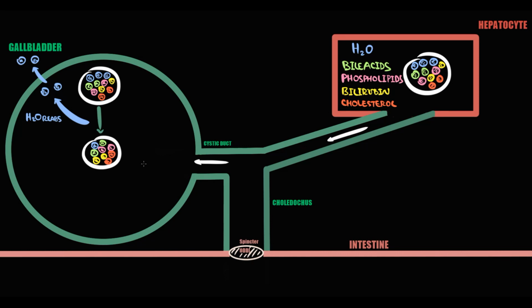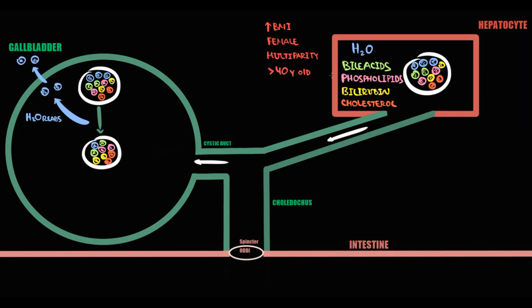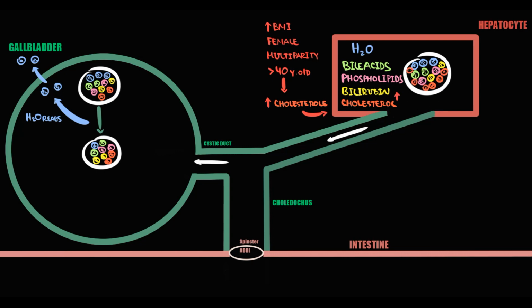Let's take for example cholesterol stones. So for example, we have a female patient with obesity who has a lot of children and is also older than 40. All these factors increase the amount of cholesterol in the blood and thereby the amount of cholesterol in the bile. Now such bile with a very high amount of cholesterol comes to the gallbladder, and after water reabsorption, the concentration of cholesterol becomes extremely high. Such a state we call hypersaturation with cholesterol, and in this state, gallstones are formed very rapidly.